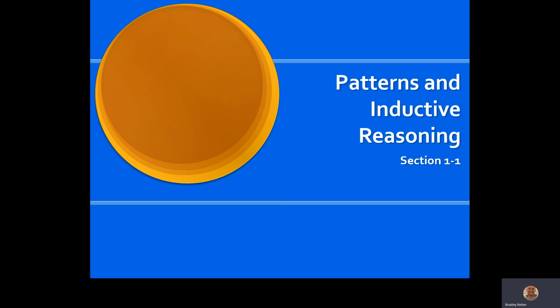Hello, this will be our first lesson in Geometry 11. It's called Patterns in Inductive Reasoning. It's section 1.1. It's the first section of the first chapter.